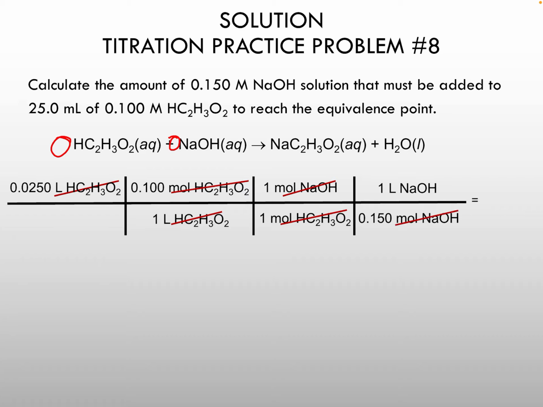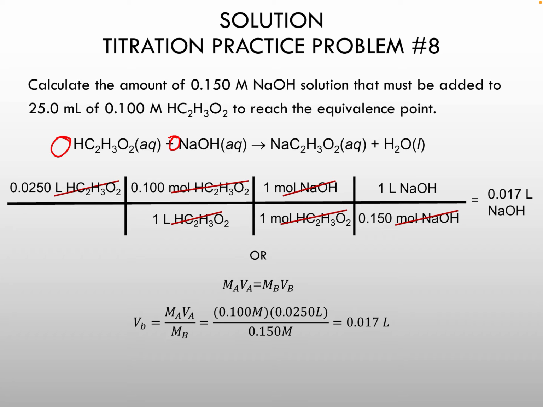And the reason that you might want to use this method is if things don't react on a 1-to-1 ratio. Here, since they do, we could have used this MAVA equals MBVB. We'll go ahead and rearrange. We'll solve for the volume of base, and then we'll have the molarity of our acid and the volume of our acid over the molarity of our base, and we can calculate our volume.